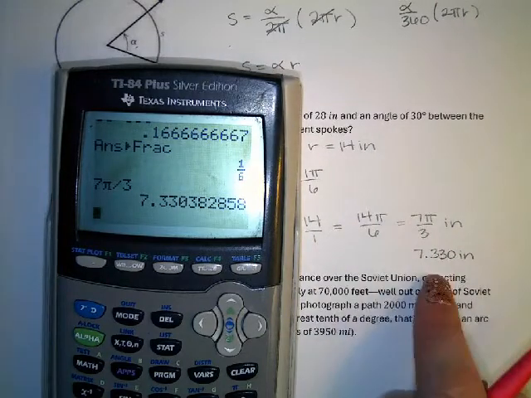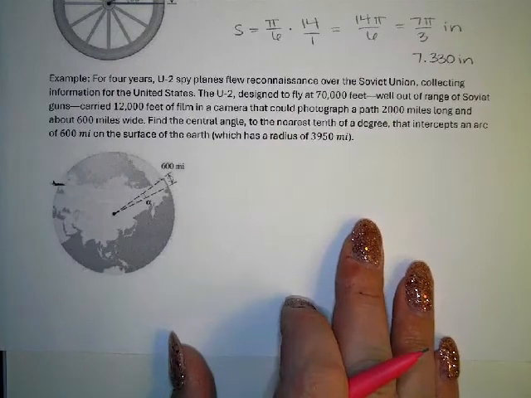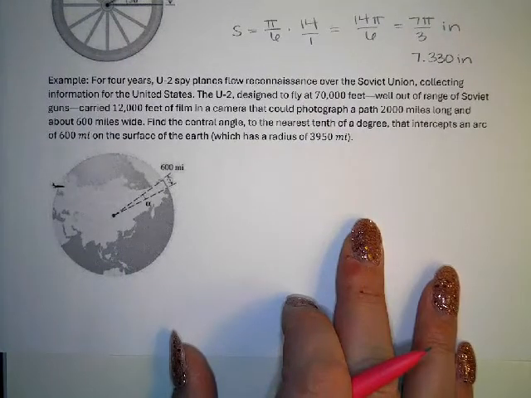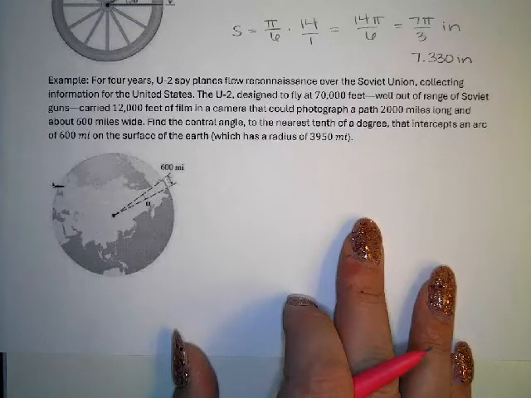All right. For 4 years, U-2 spy planes flew reconnaissance over the Soviet Union, collecting information for the United States. The U-2, designed to fly at 70,000 feet, well out of range of Soviet guns, carried 12,000 feet of film and a camera that could photograph a path 2,000 miles long and about 600 miles wide. Find the central angle to the nearest tenth of a degree that intercepts an arc of 600 miles on the surface of the Earth. And it says the surface of the Earth has a radius of 3,950 miles.